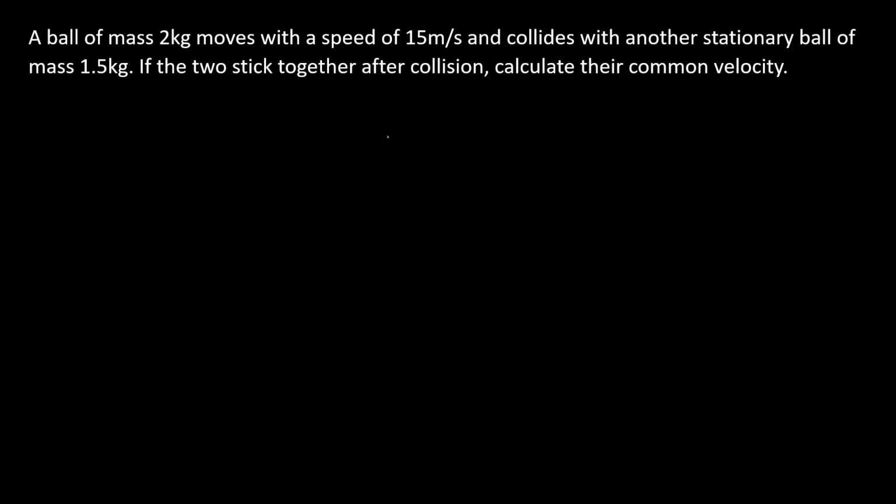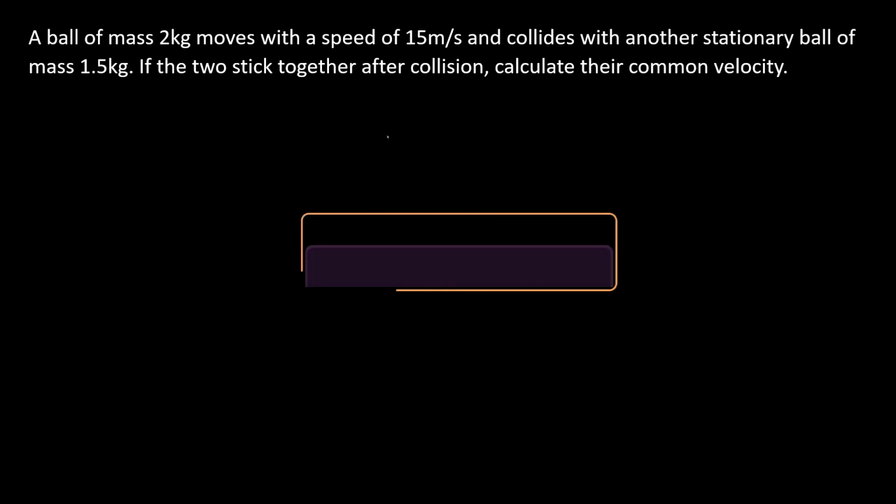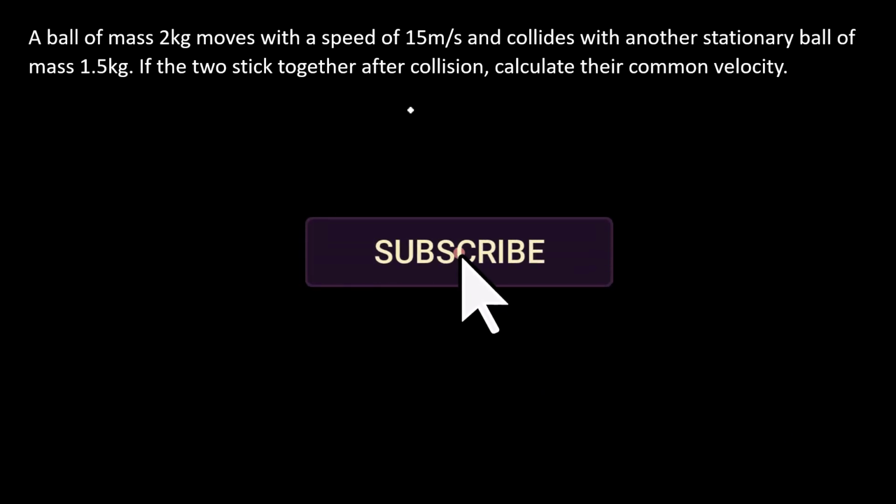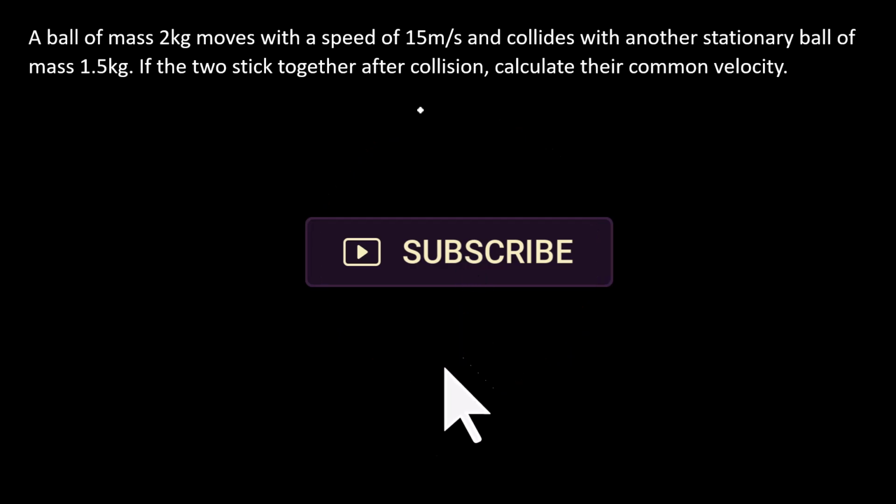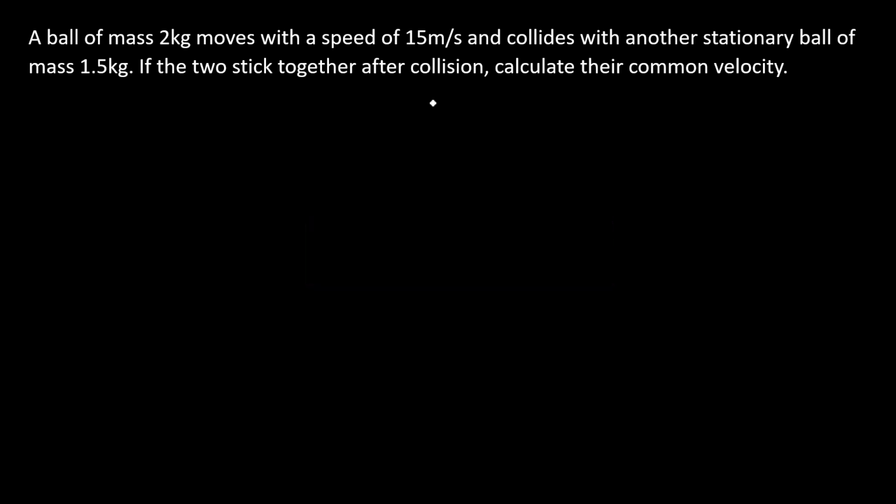Let's try solving this question on momentum. Very, very interesting one, which is a ball of mass 2 kg moves with a speed of 15 meters per second and collides with another stationary ball of mass 1.5 kilograms. If the two stick together after collision, calculate their common velocity.